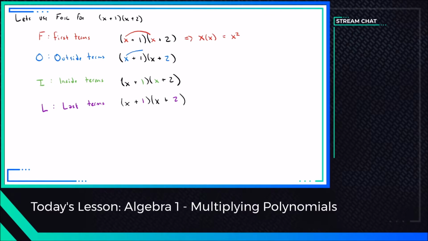Just multiplying your outside terms is going to result in an x multiplied by a 2, which is equal to 2x. Just multiplying your inside terms is going to result in a 1 multiplied by your x, or just an x. And then finally, we're going to round things off by doing our last terms, which is going to be a 1 multiplied by a 2, or just the number 2. So now these are the terms of our new polynomial, and all we need to do is add them together. So now let's combine all of these terms.